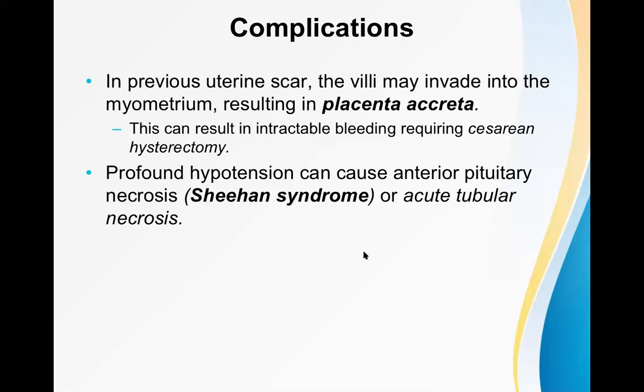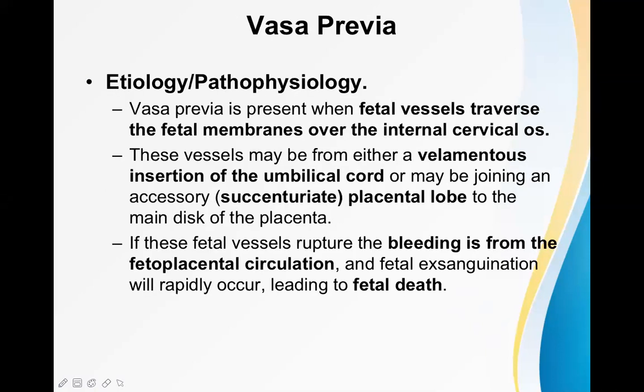Now, if the pituitary gland is necrosed, then what will happen? The levels of all these hormones will be reduced, leading to a lot of other problems in the mother. Now, let's move on. After going through abruptio placentae and placenta previa, the third condition which can cause antepartum hemorrhage or late pregnancy bleeding is vasa previa. Now, what is vasa previa and what are the important points?